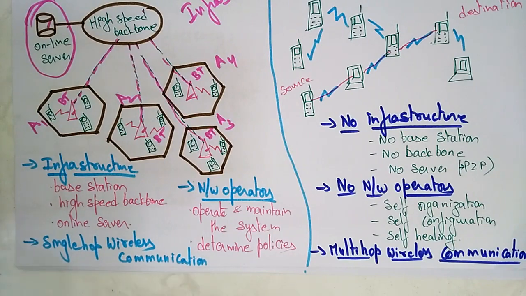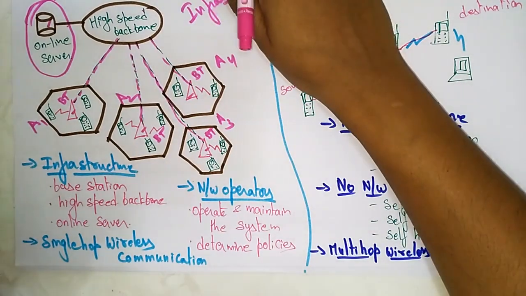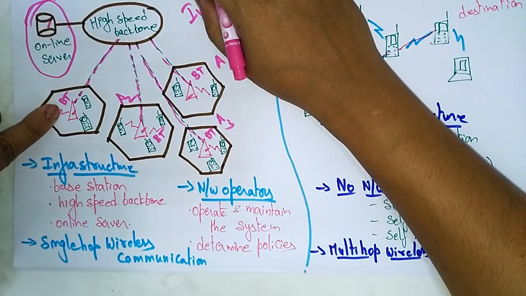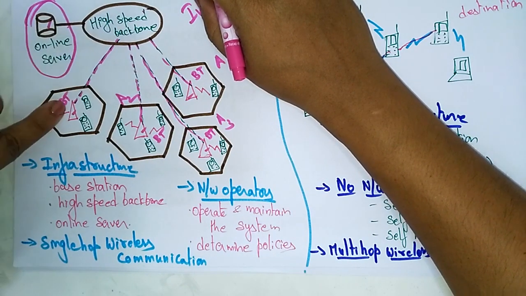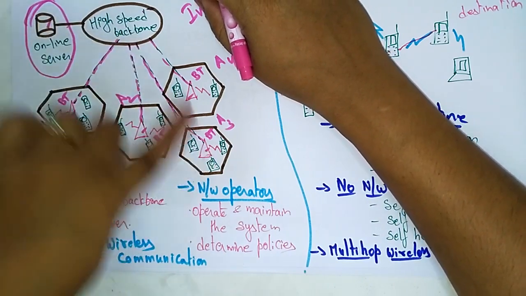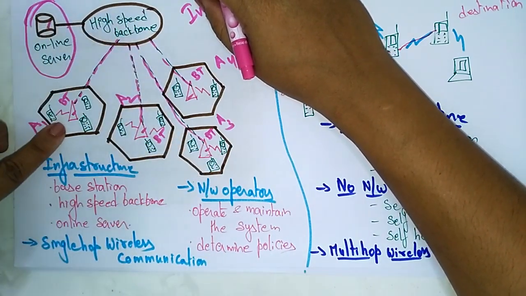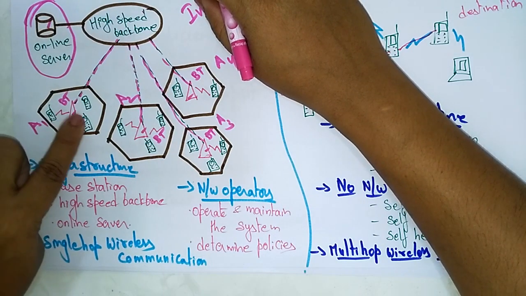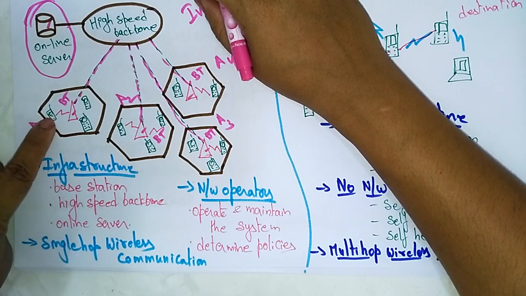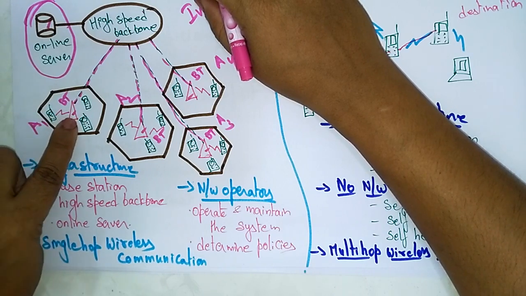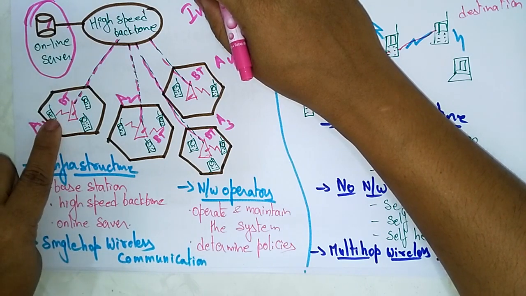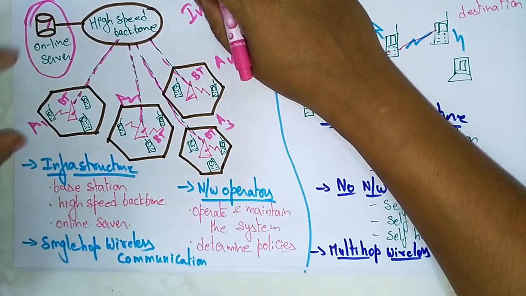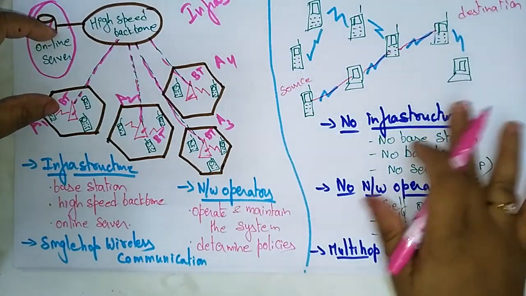And it is a single hop wireless communication. Did you observe here? Everything is a single communication. The high-speed backbone directly communicates with the base station. It is a single hop. This base station communicates directly to the mobile. If this mobile wants to receive the signal, the base station directly sends that signal to the mobile, not to another mobile and from there to this one. That's why we call this a single hop wireless communication.